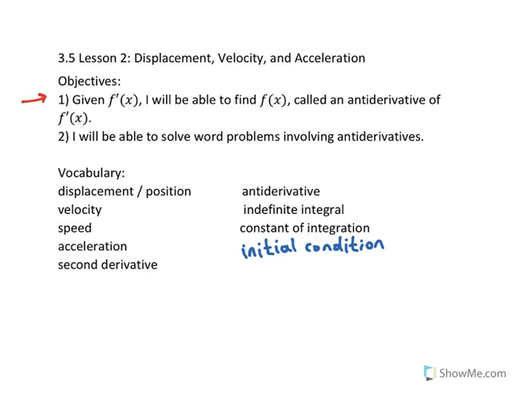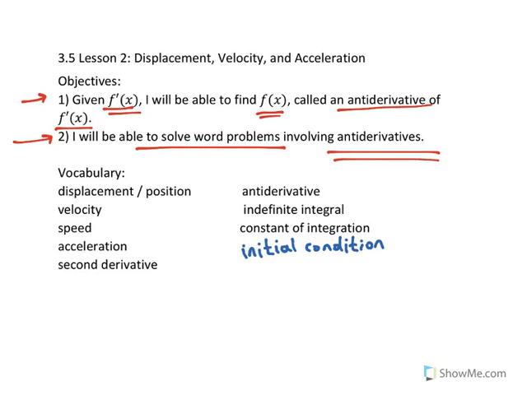So we just took a look at objective 1. Given f prime of x, you'll be able to find f of x, called an antiderivative of f prime. Let's look at objective 2. You'll be able to solve word problems involving antiderivatives.